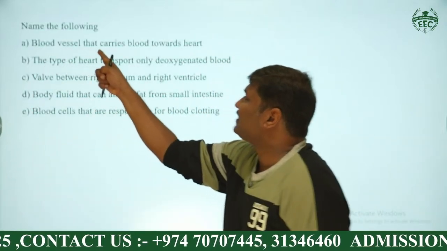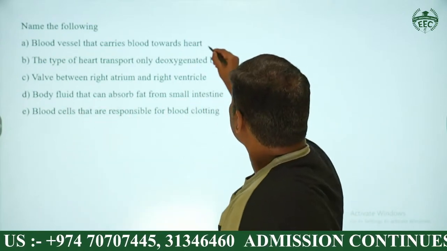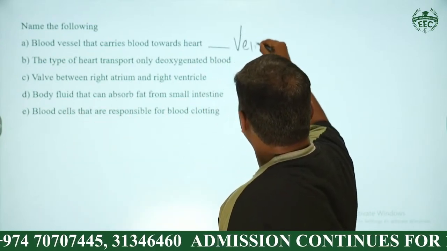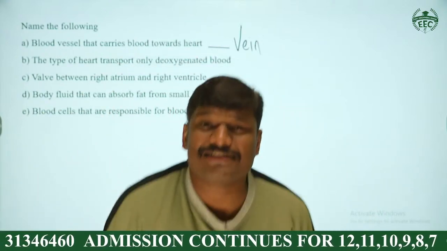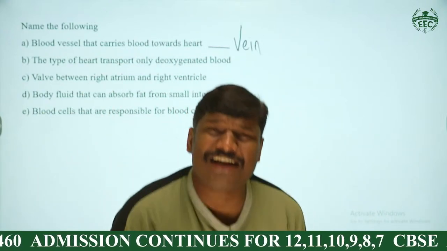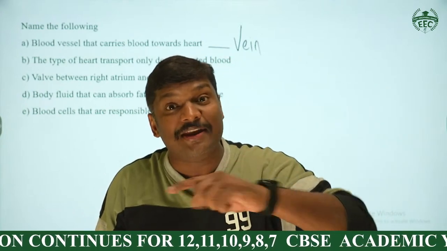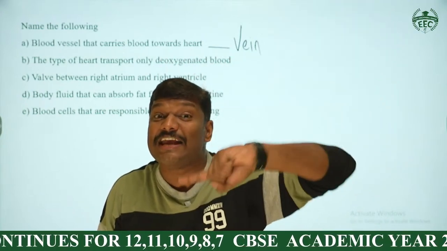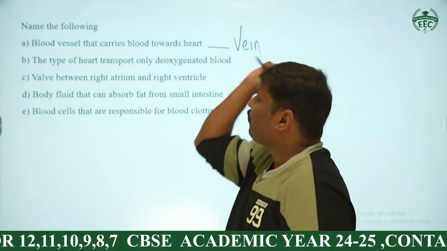What is the question? Blood vessel that carries blood towards the heart, and the answer is vein. They didn't ask anything about oxygenated blood. They didn't ask anything about deoxygenated blood. So that's why towards, vein. Artery is away, but here the question is towards. So that's why vein. Okay.